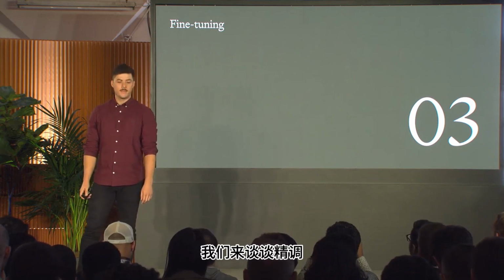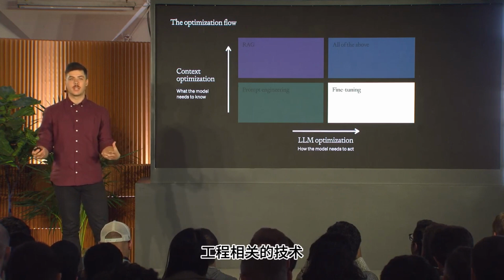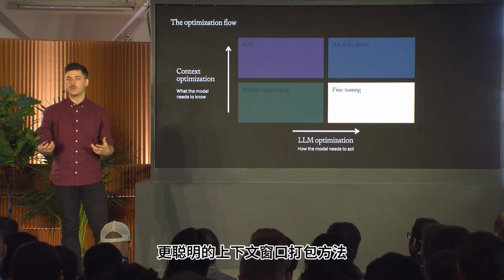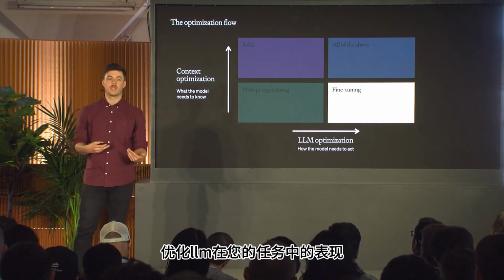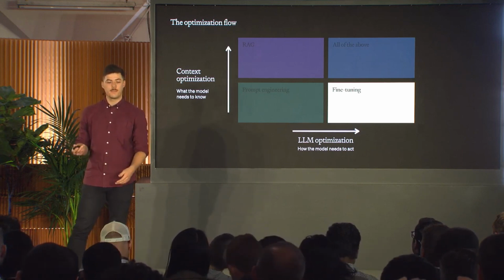So let's talk about fine-tuning. Up until this point in the talk, we've been focusing on the prompting family of techniques, right? This is where you figure out clever ways of packing the context window of the LLM at sample time in order to optimize the LLM's performance on your task. Fine-tuning is really a different technique altogether from prompting.